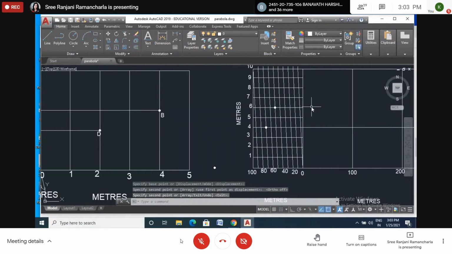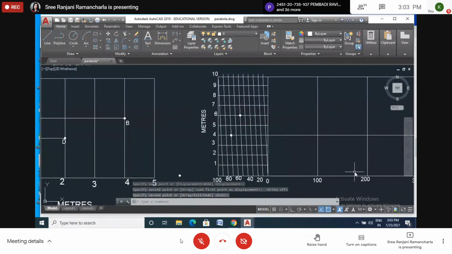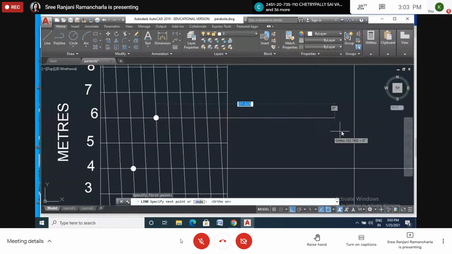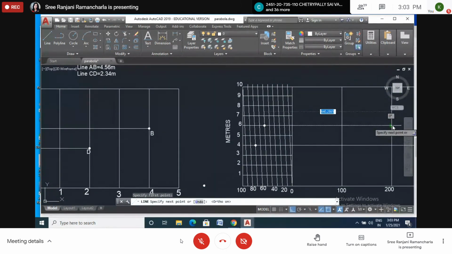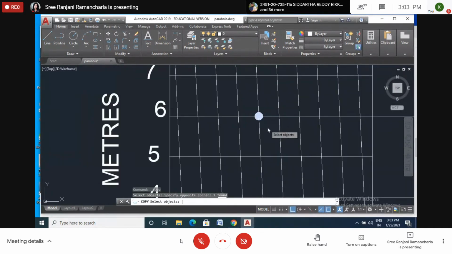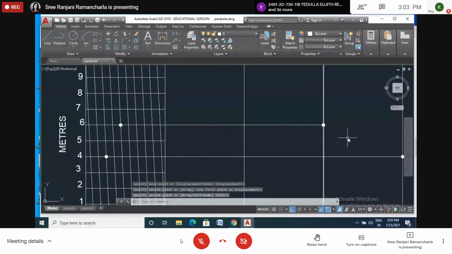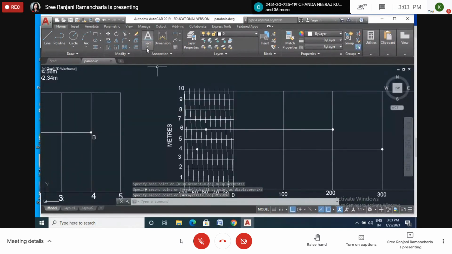Okay. Then this is 200. So somewhere here 200. So with the line command, I will start a line here, with ortho. Then this will be the 200. Okay, I want to stop here. Now again I will keep a point here, exactly. Right. Now finished.